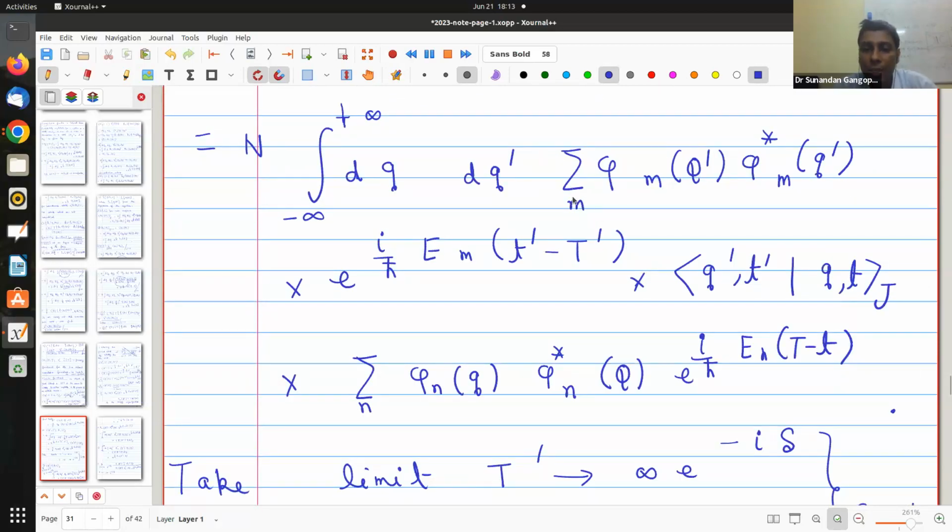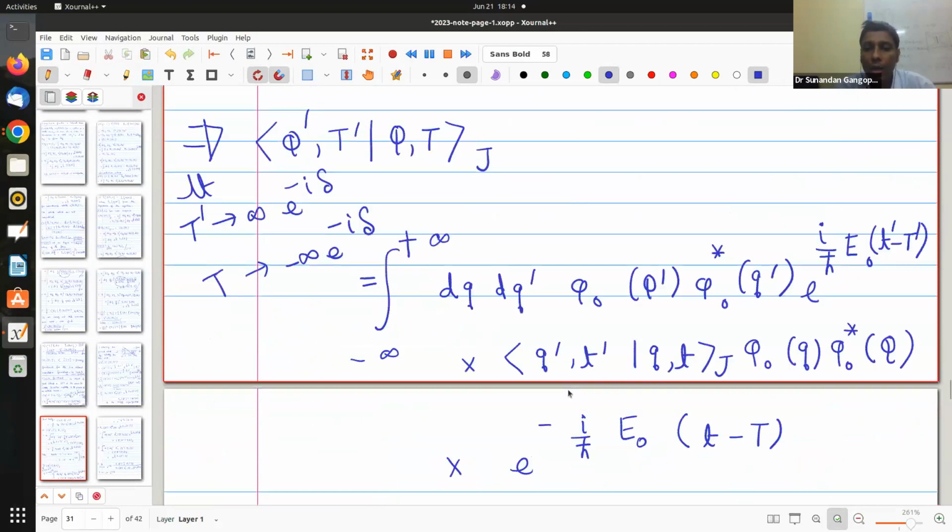What has happened is the following. In this, there was a summation over m and summation over n, but now you will see that only the ground state wave function contributes, because all these higher terms, when m is equal to 1, 2, and so on, have died. They are not there in the expression. So you only have phi naught of q prime, phi star naught of small q, and so on. So you will have this expression.